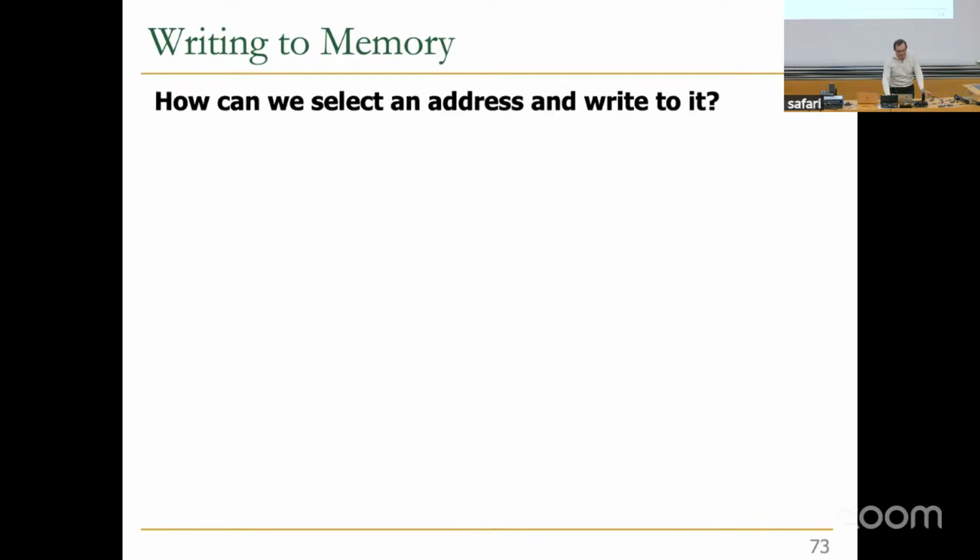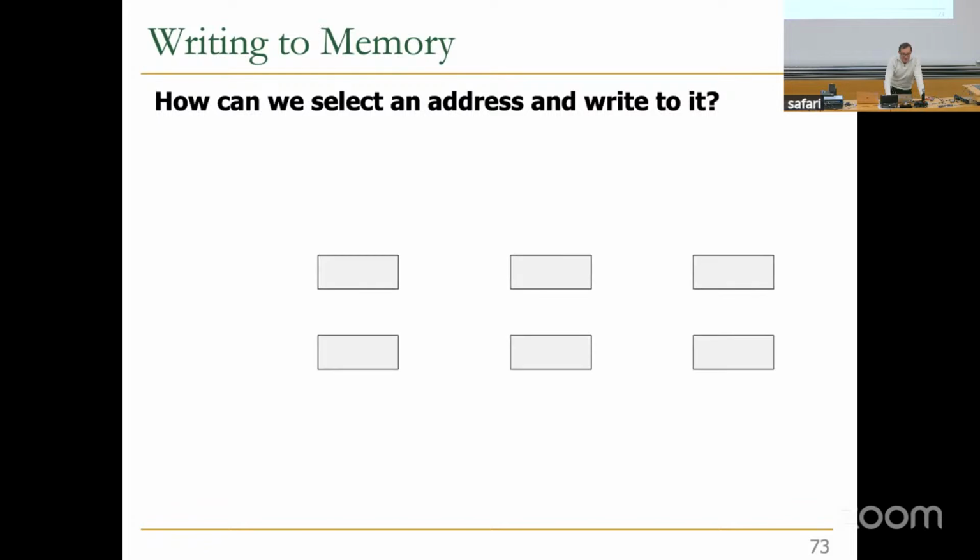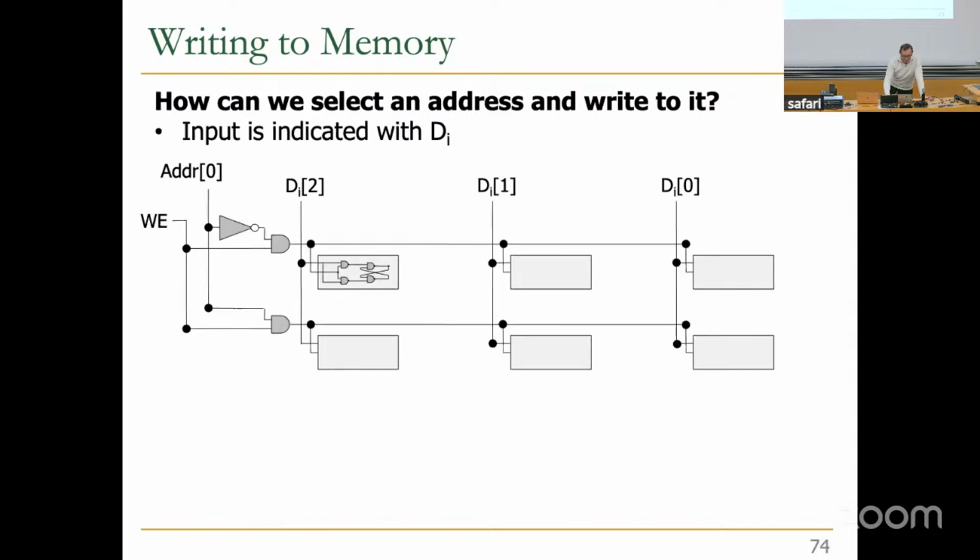Reading is good. Now let's write to this. Writing is going to be similar to what we have seen earlier. We're going to have a write enable. How can we select an address and write to it? Same things over here. Now we're going to, in addition to the address, also have a write enable bit. Address is going to do the same thing. Ignore the write enable bit. You get to the previous picture that I showed you.